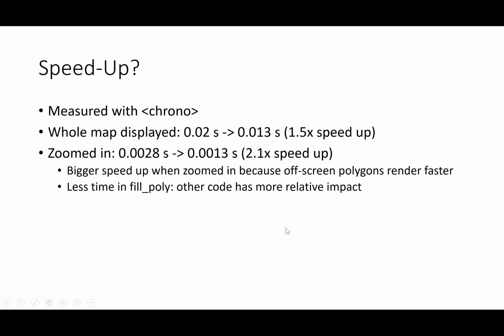I also timed the code from two weeks ago, which didn't convert to X and Y in advance. It just did it in the redraw function. And this does make things faster. When the whole map was displayed, in the time test that I ran, pre-computing X and Y sped things up by 1.5x. When I'm zoomed in, it sped it up by a bit more, 2.1x. The reason I got a bigger speed up when zoomed in is that fill rect is getting faster. As the drawing calls get faster, everything else becomes relatively more important.